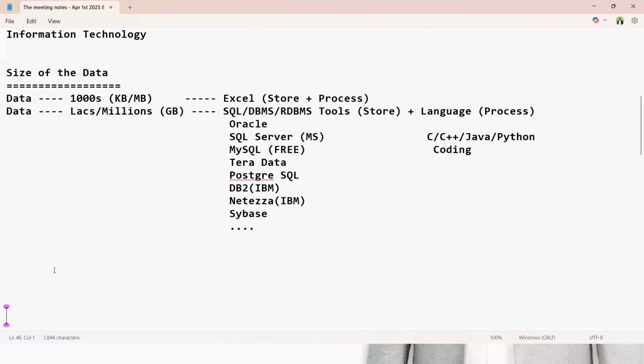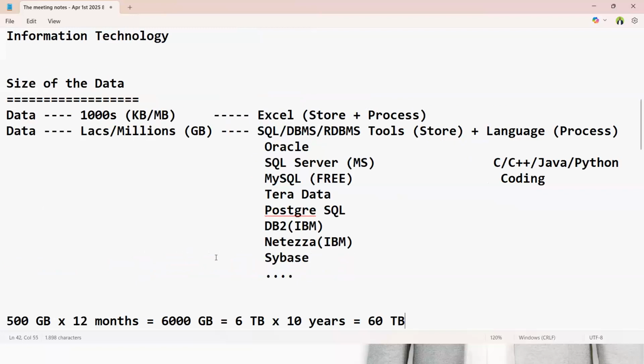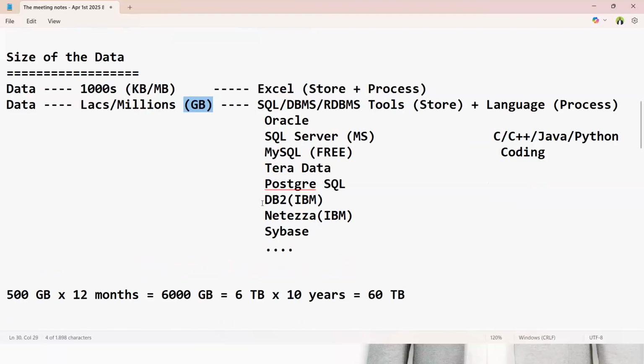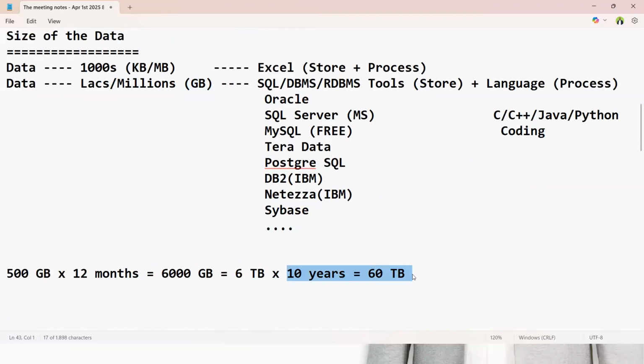But when you have data like this, it is fine. Now we're talking about getting 500 GB of data every month, for 12 months. How much will it become? 500 GB into 12 will become 6,000 GB. I'm talking about one year of data. So one year is equivalent to 6 terabytes of data. Clear? But if I need 10 years of data, it will slowly become 60 terabytes. So the GBs of data Amazon gets every month will become TBs of data after 10, 20 years.